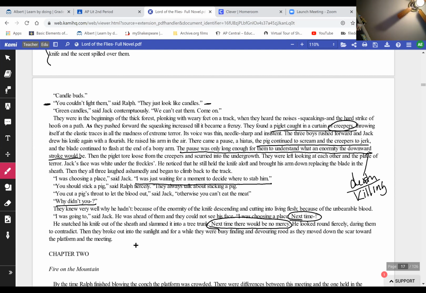And so the thing about this is what happens when these boys realize there's no adults here. And who are supposed to create the consequences? Well, the consequences are supposed to be created by the leaders, which are Ralph and Jack. They should be the ones that create them, especially Ralph. So we will see what happens to that in the next chapter.